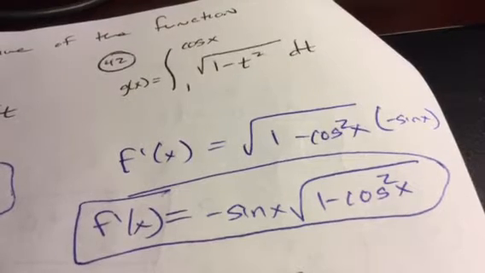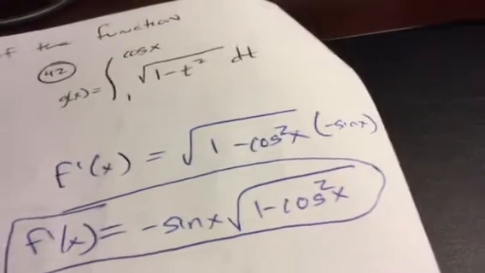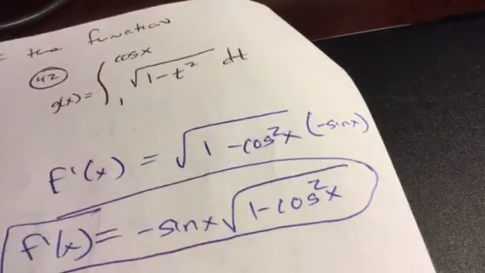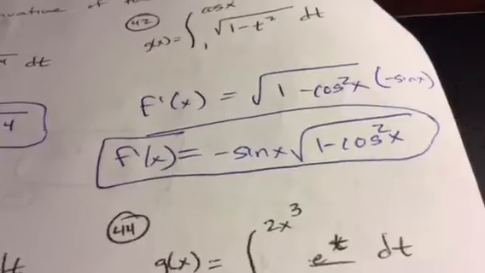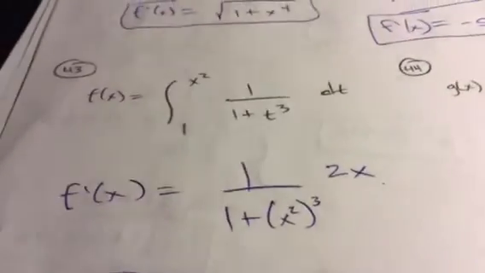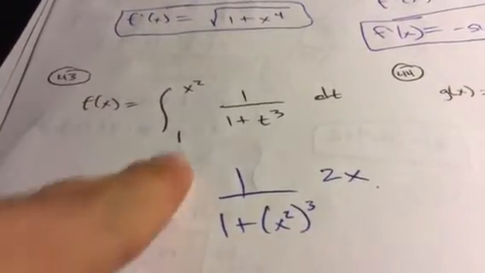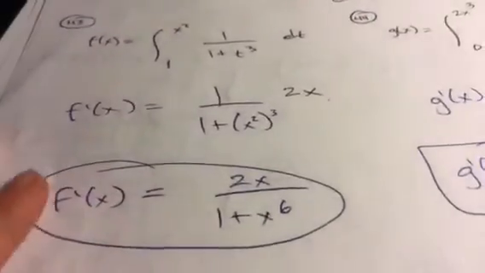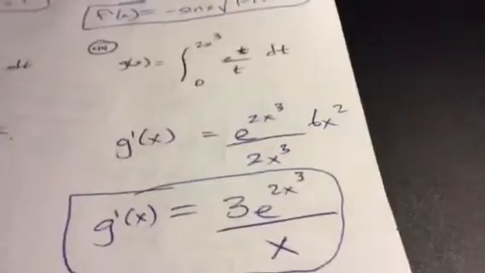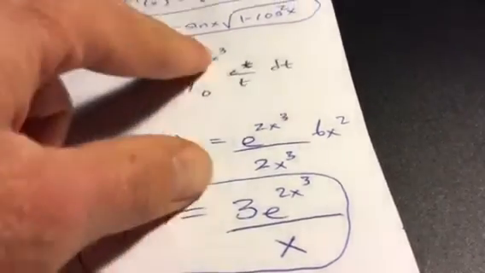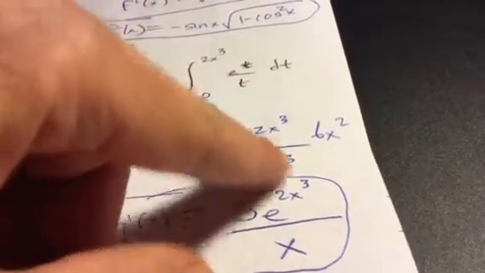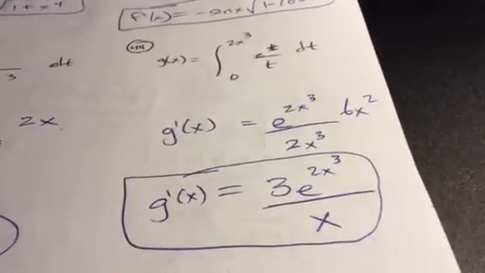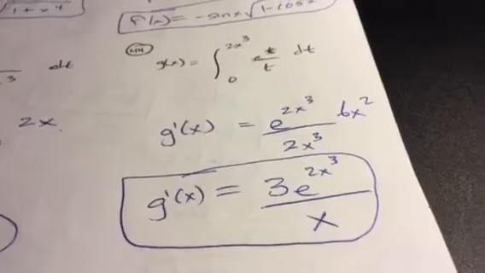On 42, I do the same thing. I plug cosine x in for t. But that's not just a single x, that's cosine x, so I have to take the derivative of cosine x, which is negative sine x, and that's how we get that. We have done this question before. Plug x squared in for t, and then take the derivative of x squared, which is 2x, and that simplifies to be that. And 44, plug 2x to the third in for t twice there, and then take the derivative of that upper bound, which is 6x squared, and that cancels out to be that.